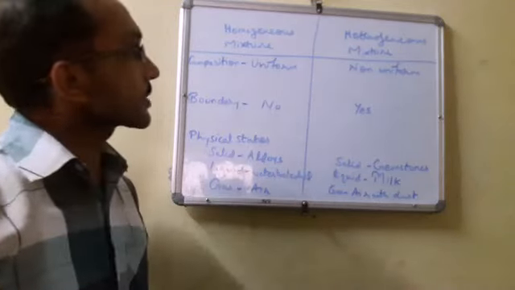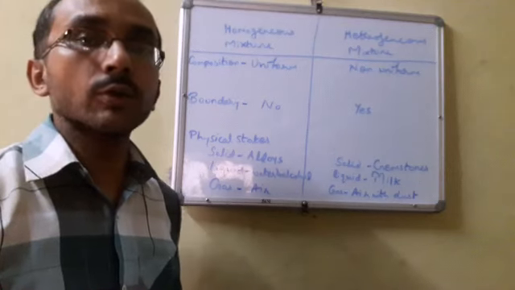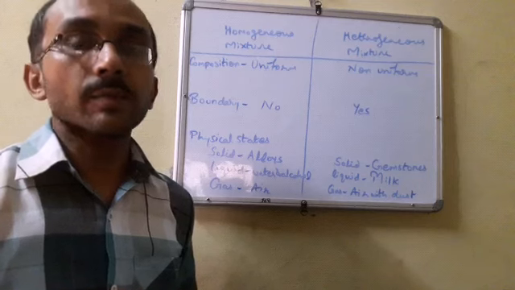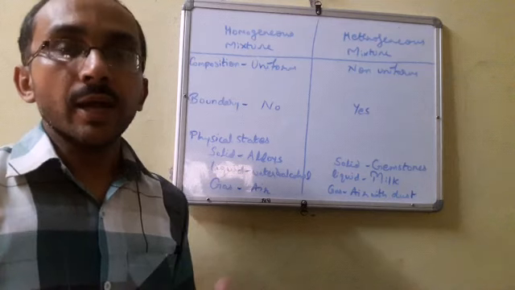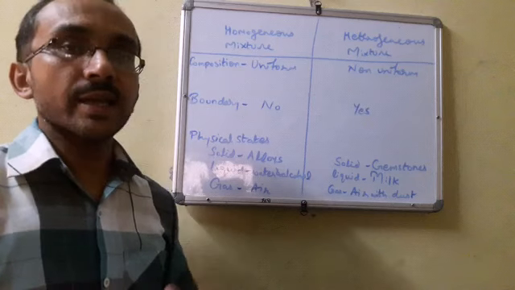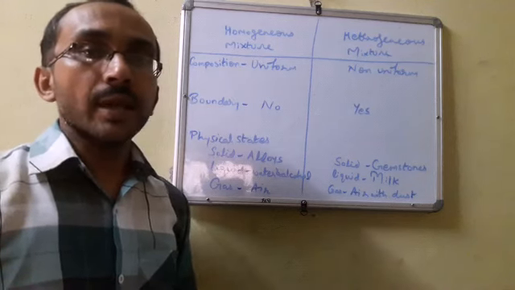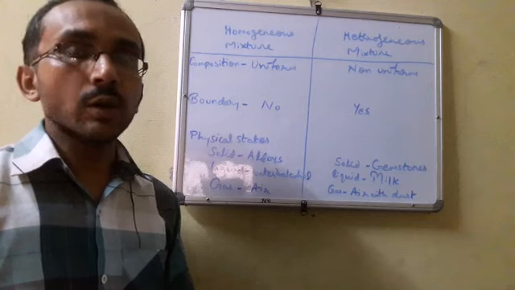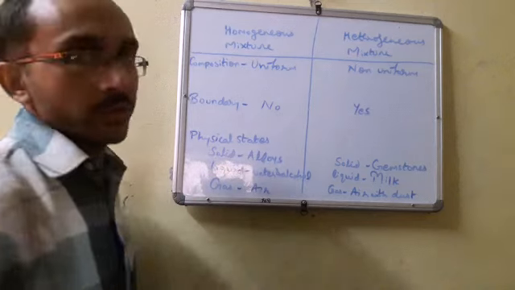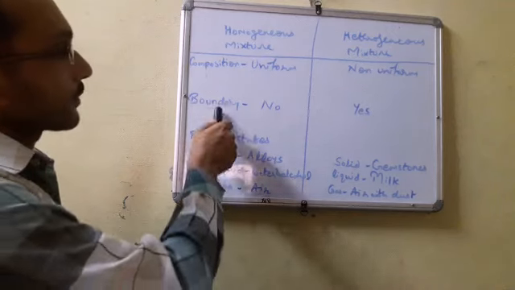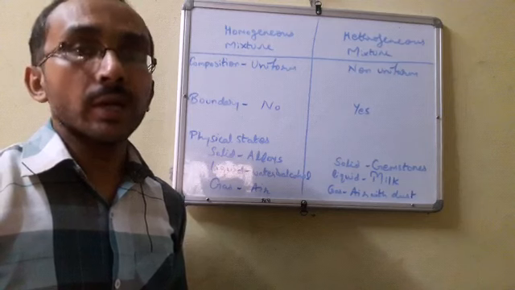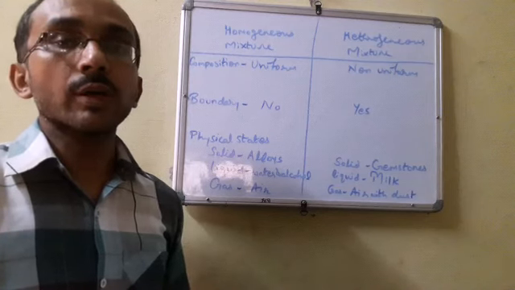Next is heterogeneous mixture. On the basis of composition, it is having non-uniform composition. That means from top to bottom they do not have same composition. If we take sand and we put sand in water, after some time we observe that sand settles down at the bottom. That means at the bottom composition of sand is more and at the top it is very less. So it is having non-uniform composition. Understood?